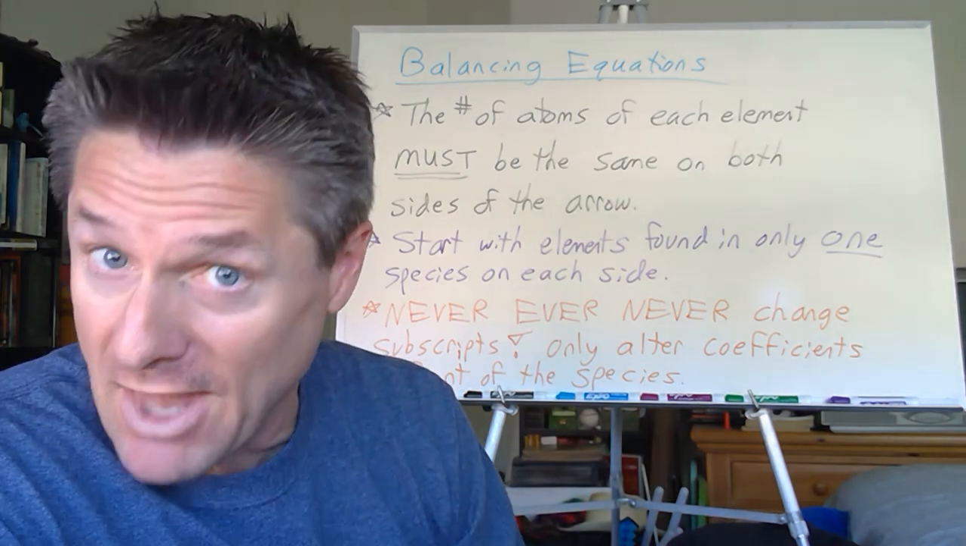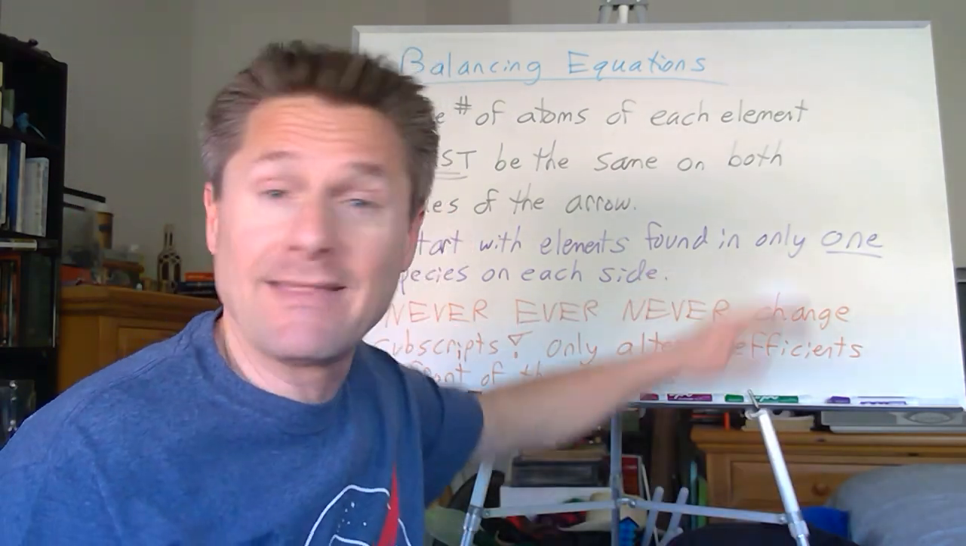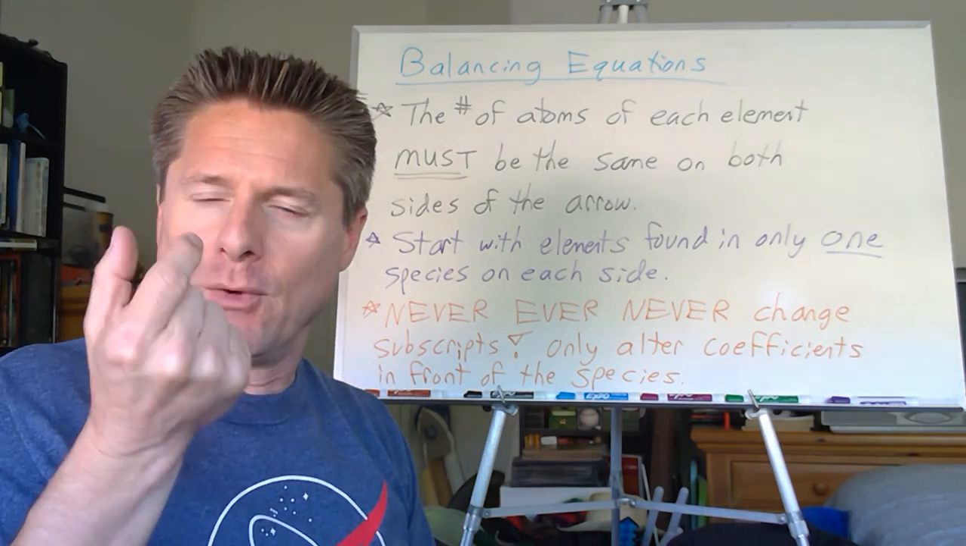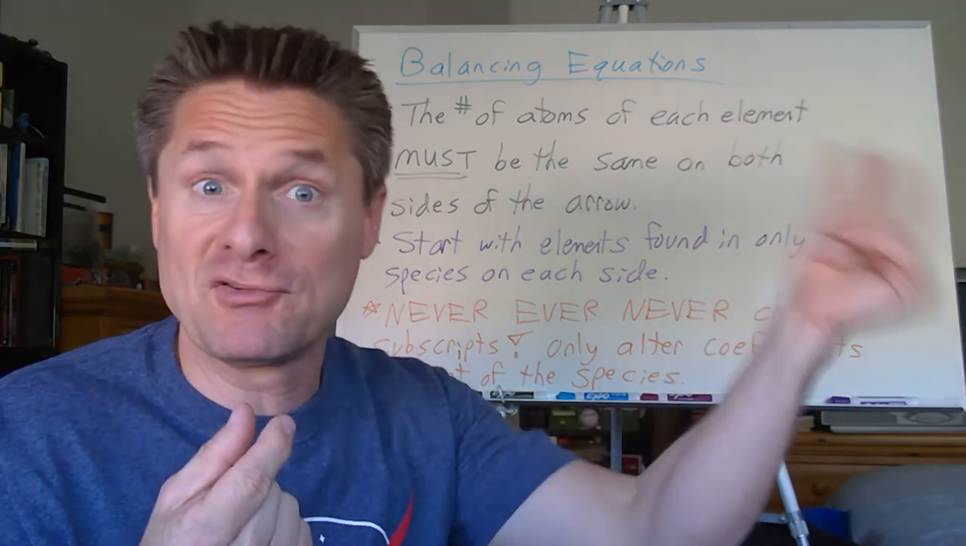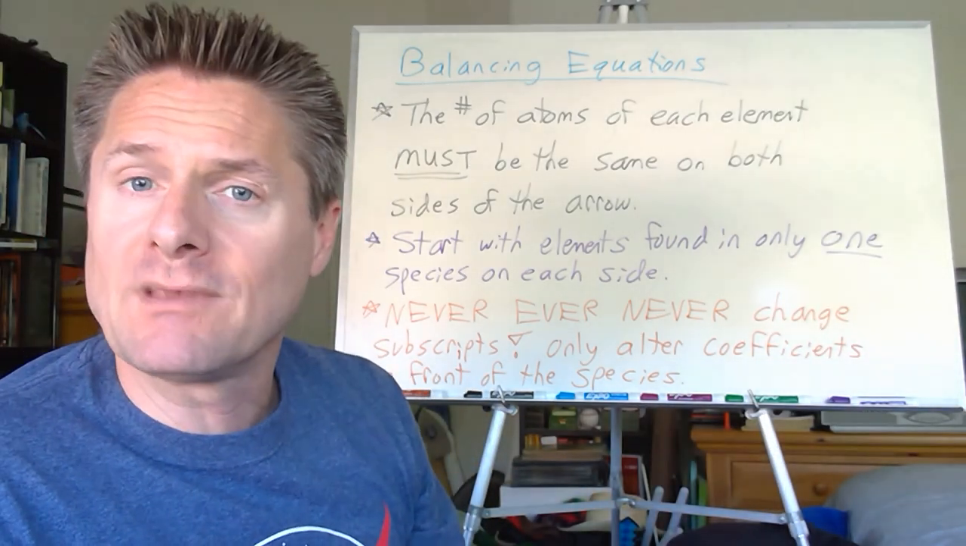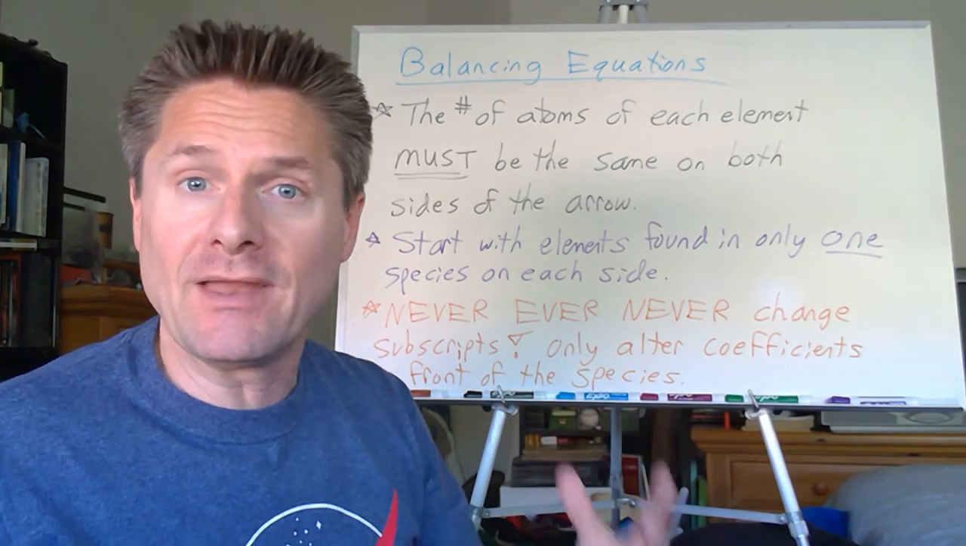Usually that's going to be a metal. You can make a note and say, commonly that's going to be a metal like manganese, zinc, or copper. I got the copper in one species on the reactant side, and the copper's in one species on the product side. I can balance those quite readily. And once I'm done with that, then I'll look for another element that does that.